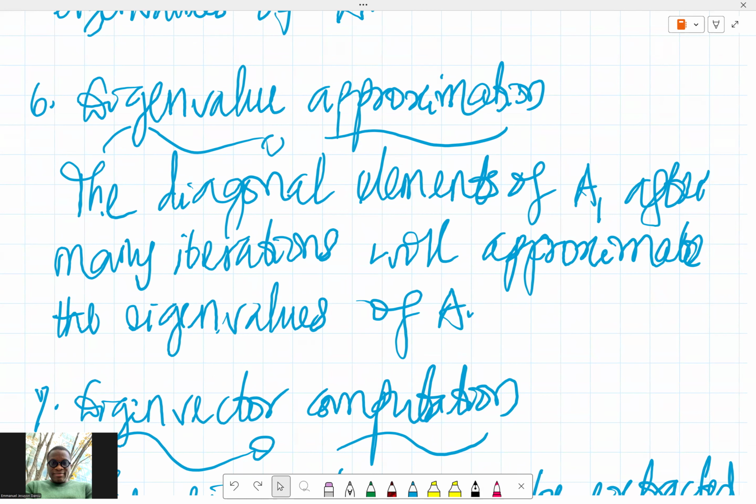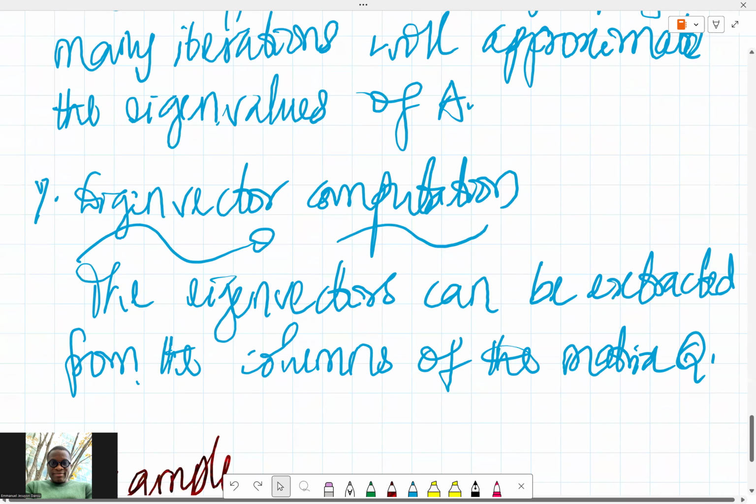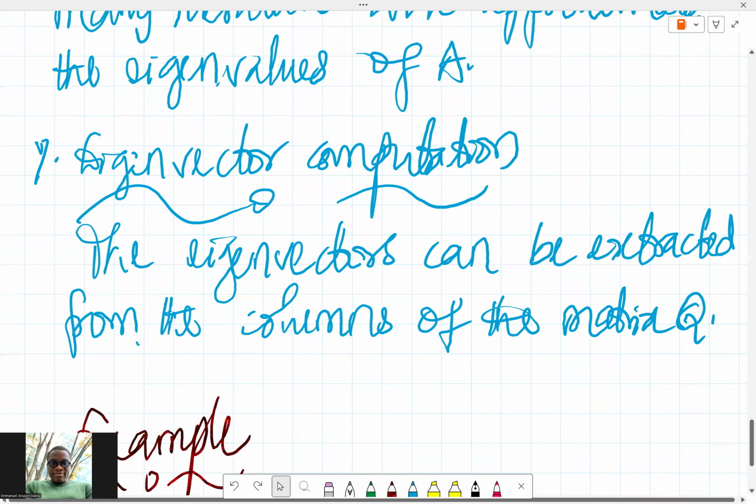I'll just show you the Python code to make it happen. Then the seventh step will be the eigenvector computation. So the eigenvectors can be extracted from the columns of the matrix Q.